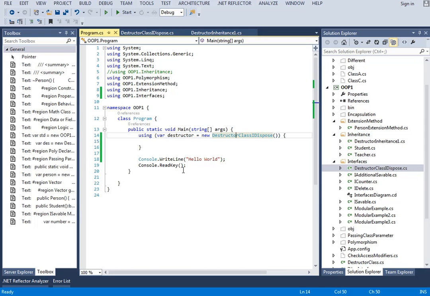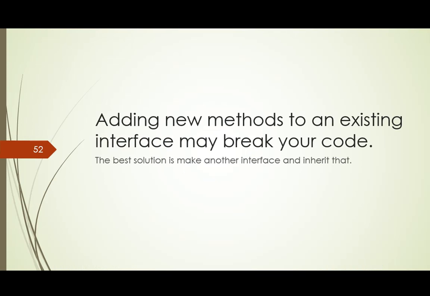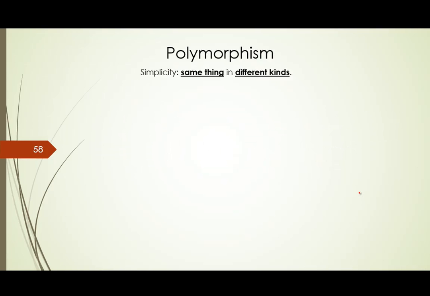Let's go to the slides again. So far we have seen that adding a new method breaks our existing code, so we have to make another interface to make it more modular. That's a very important point. Now we're at the fifth step of object-oriented programming, which is polymorphism. There are various definitions of polymorphism, and many websites define it differently. I simplified it this way.